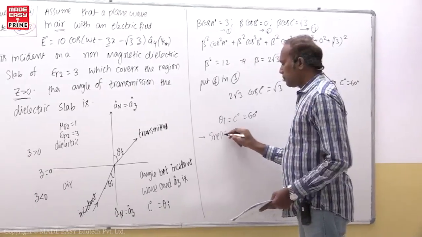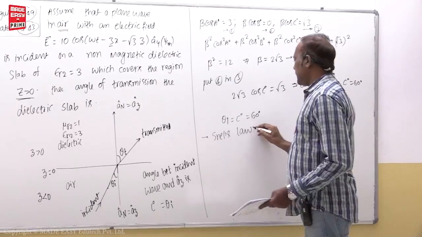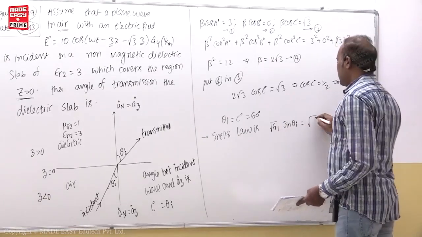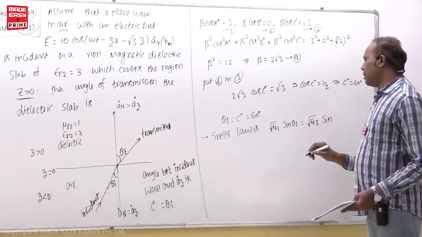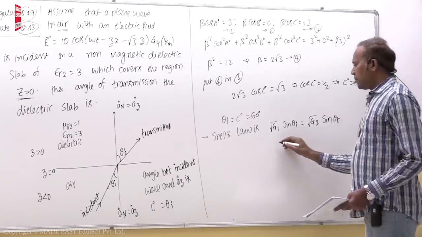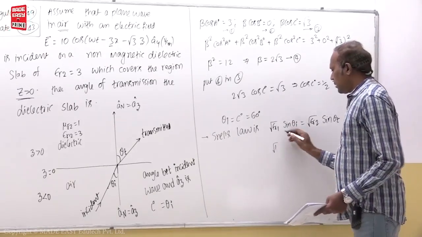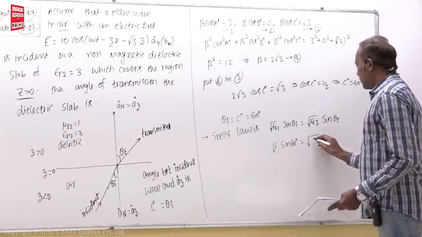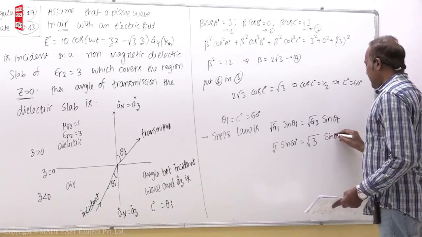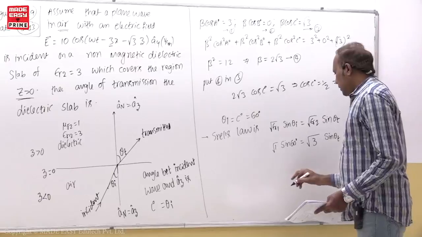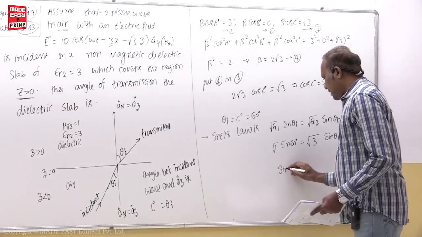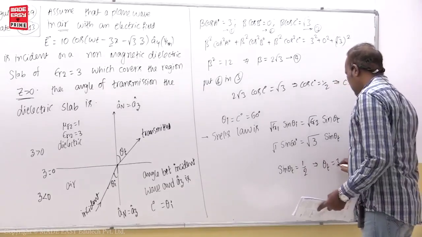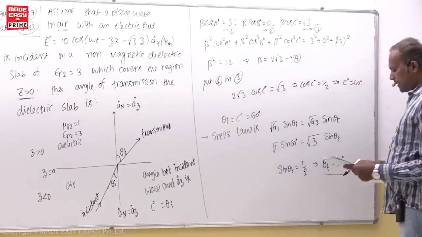Now Snell's law is n1, that is root epsilon r1 sin theta I is equal to root epsilon r2 sin theta t. So air medium, so 1, then sin 60 is equal to root of epsilon r2, which is given as 3, then sin theta t. So this is root 3 by 2. Ultimately sin theta t is equal to root 3 by 2 divided by root 3, you get 1 by 2. So that means theta t is equal to 30 degrees is the answer, students, right?